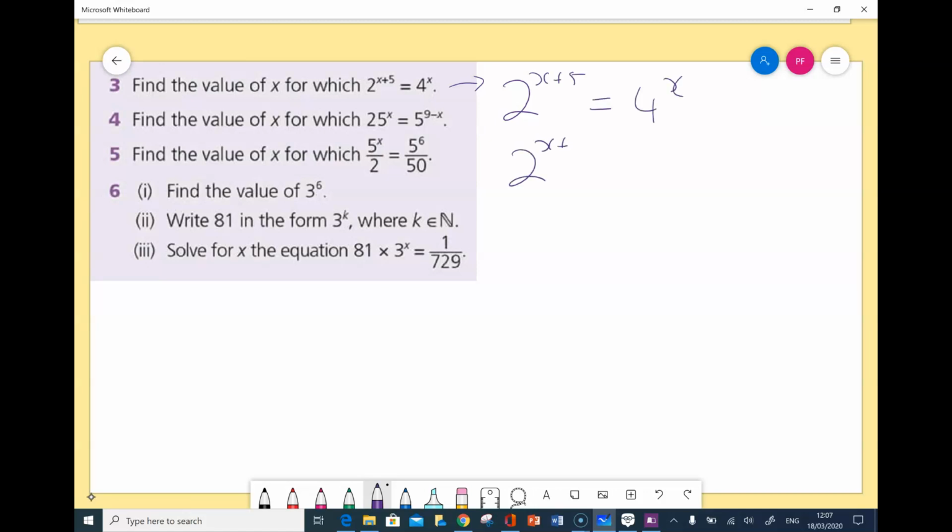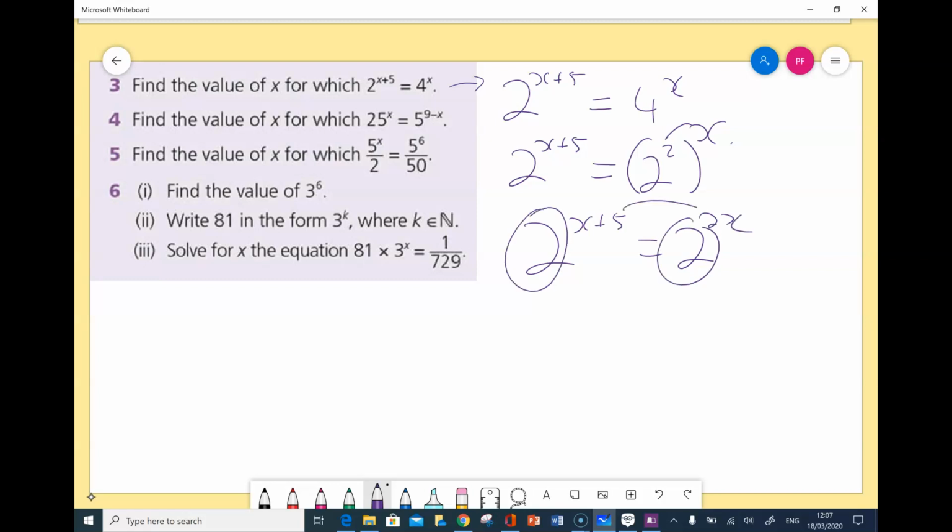2 to the power of x plus 5 equals 2 squared to the power of x. So in this situation we multiply, so 2 to the power of x plus 5 equals 2 to the power of 2x. Our base numbers are the same, so our indices must be the same. x plus 5 equals 2x. 2x comes over, x minus 2x equals minus 5, so minus x equals minus 5, so x is 5, dividing both sides by minus 1 if you wish.